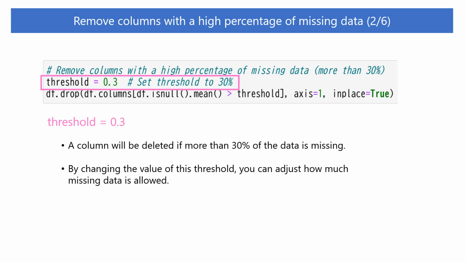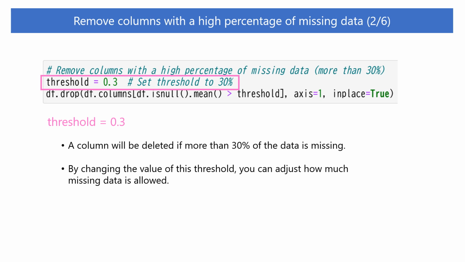First, as before, create a variable called threshold and assign a threshold to determine how much of the data is missing. In this case, let's set it to 0.3 or 30%. By this setting, we can set a rule that if more than 30% of the data in a column is missing, the column will be deleted. By changing the threshold value, we can adjust how much missing data is allowed.